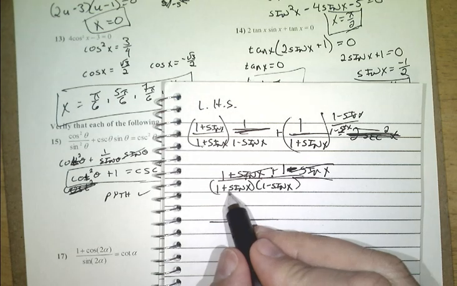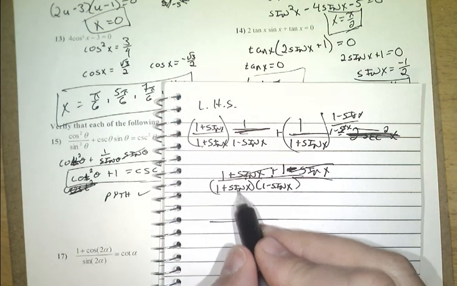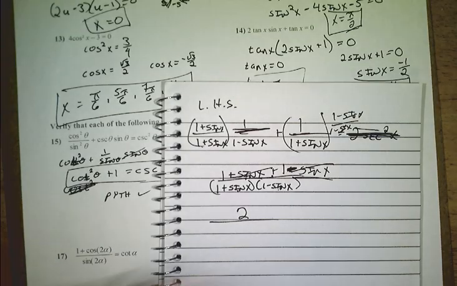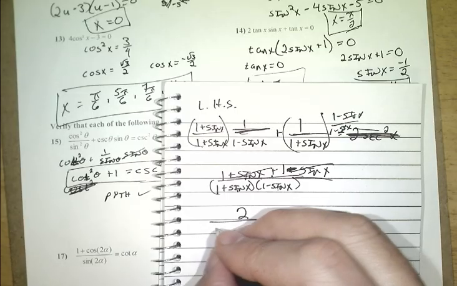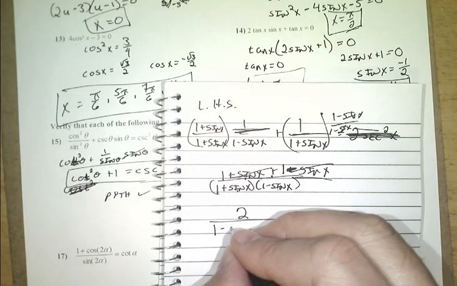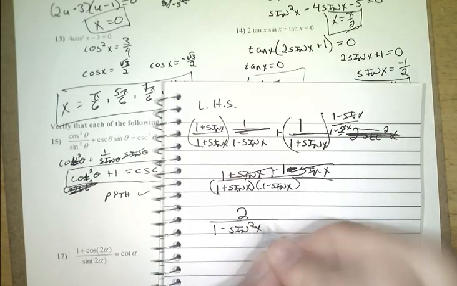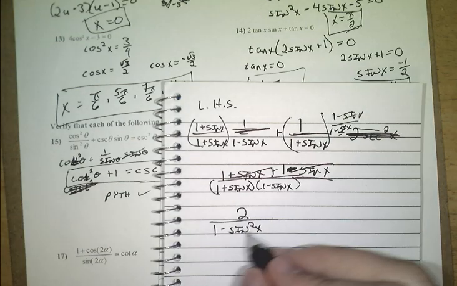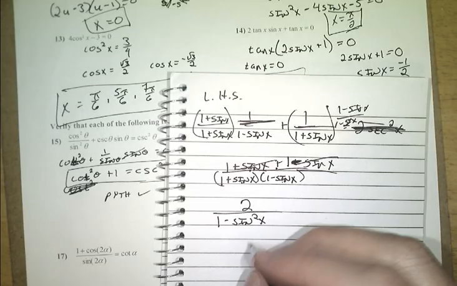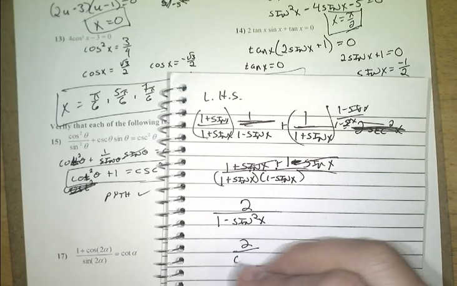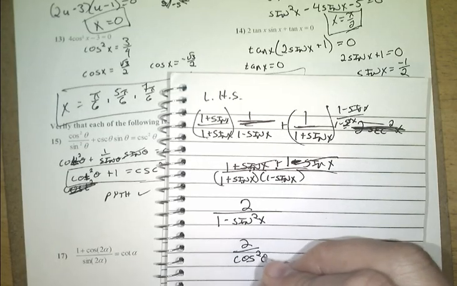Now, a plus b times a minus b, that's difference of squares. So this will be 1 squared minus sine squared x. 1 squared is 1 minus sine squared x, difference of squares. And then this is just cosine squared. So this will be 2 over cosine squared theta.